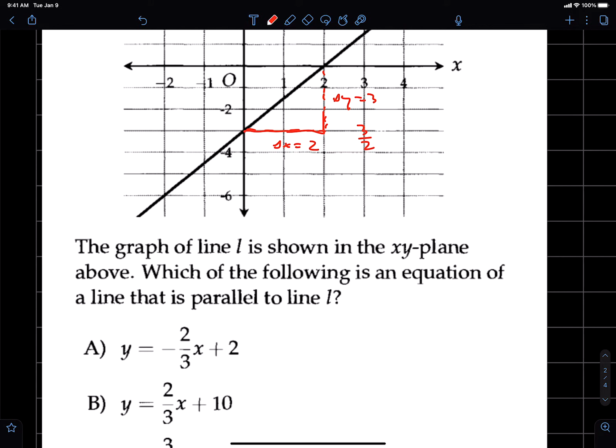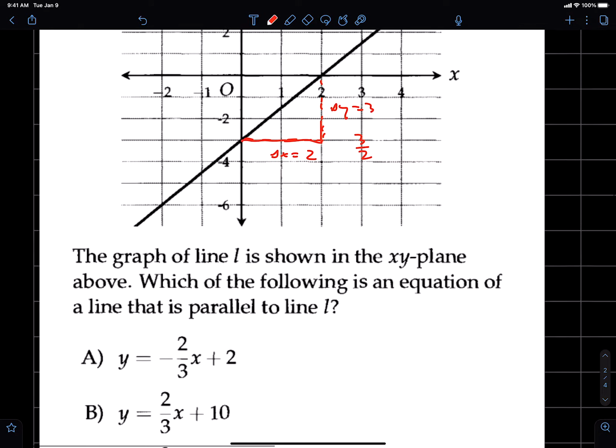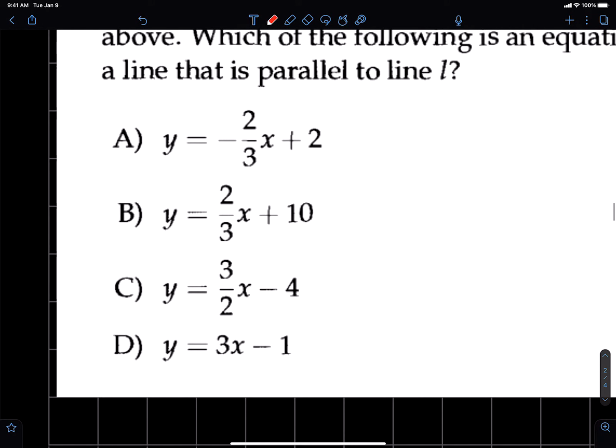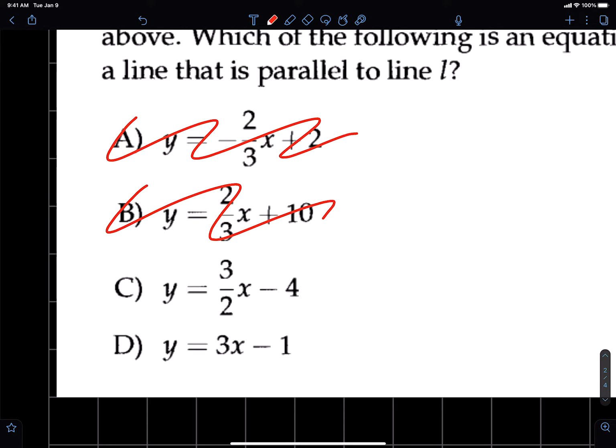Now the question asks, which of the following is an equation of a line that is parallel to line L? So we know line L has a slope of 3 halves. That means a line parallel to line L must also have a slope of 3 halves because parallel lines have the same slope. So let's look at which answer choice has a slope of 3 halves. And we know the slope is the coefficient of the x term. This does not have a slope of 3 halves, so A is out. B does not as well. But C does have a slope of 3 halves, meaning the answer is going to be C, and D does not either.